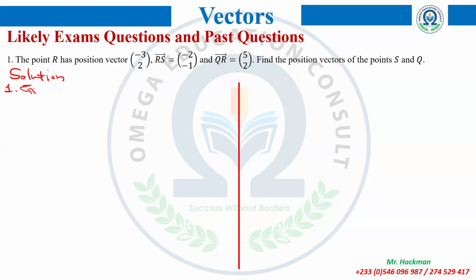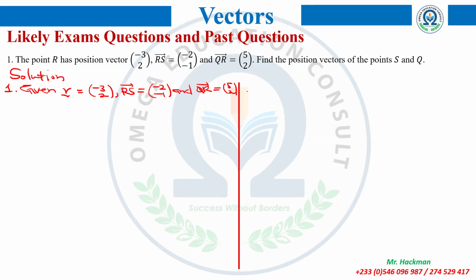Given, and please don't go and write capital R, because we said R is the position vector of this, so you use R tilde. Is my point well made? So it's R tilde that is equal to -3, 2. Then you go and extract your vector RS. That one is direct, so that will give you -2, -1. And your last vector, vector QR, is equal to 5, 2.